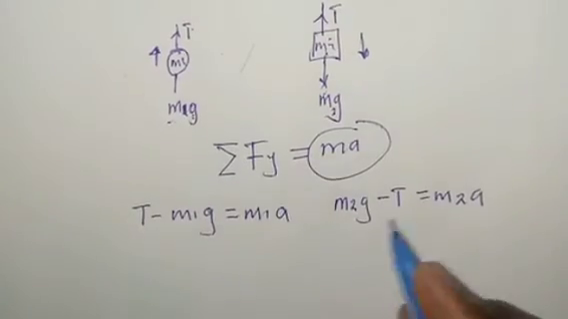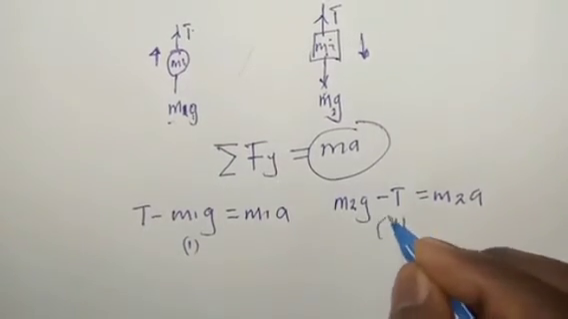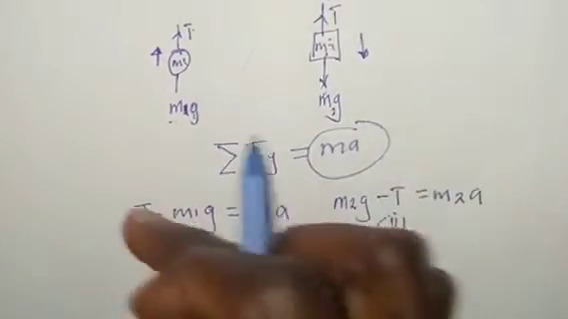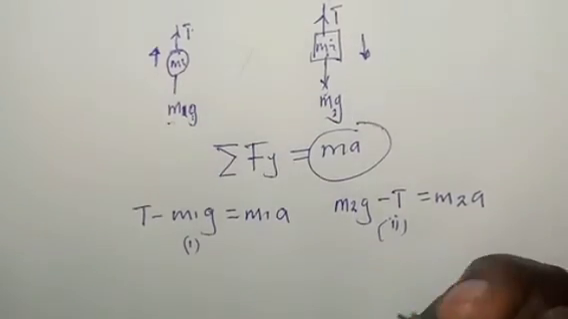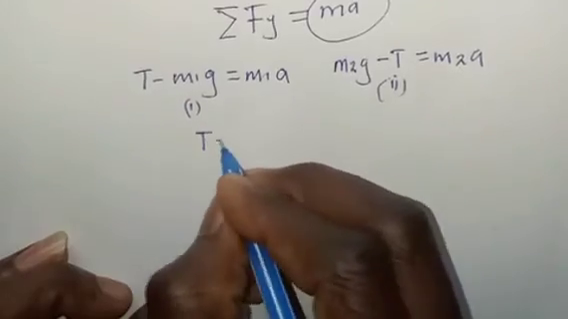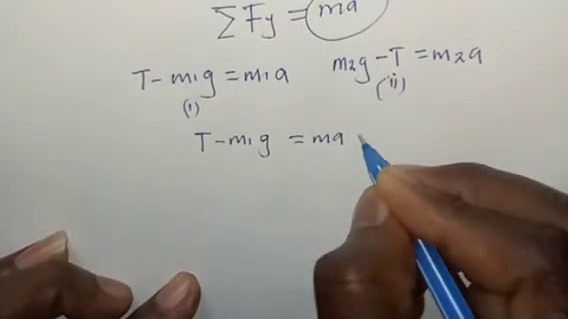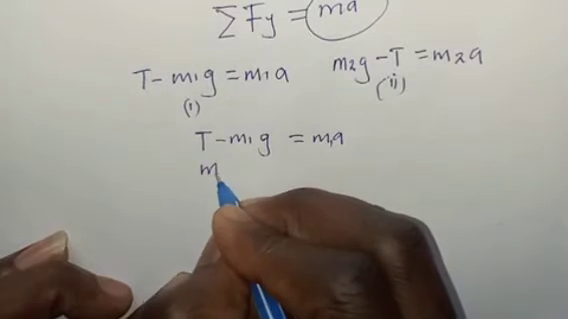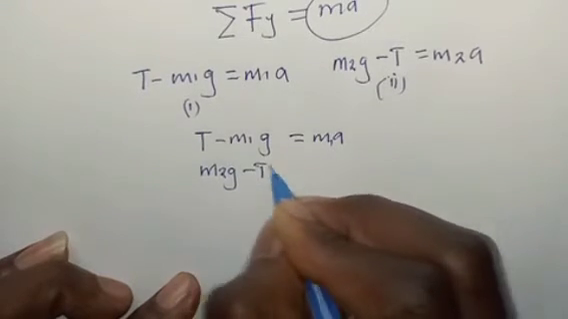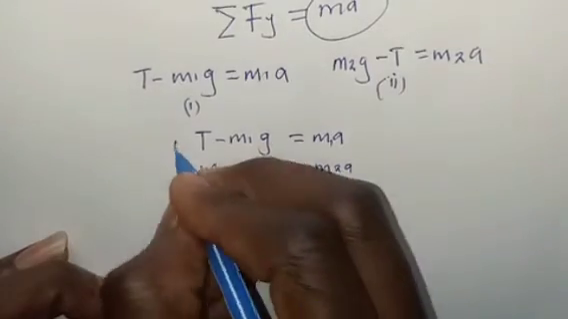Okay, we move on. So here you have two different equations. This becomes my first equation. This becomes my second equation. You can add this and that. How do you add? We learned about simultaneous equations, how to add the equations. So we're going to have T minus m1g equal to m1a. Then we're going to have m2g minus T equal to m2a. Then I will add.